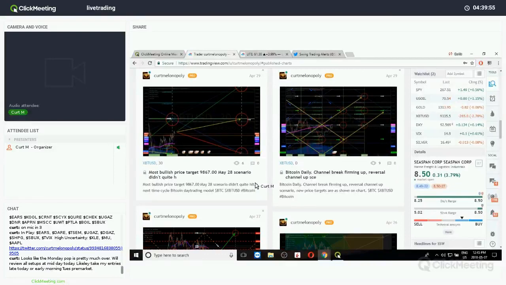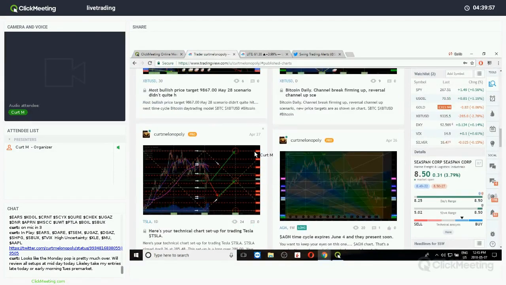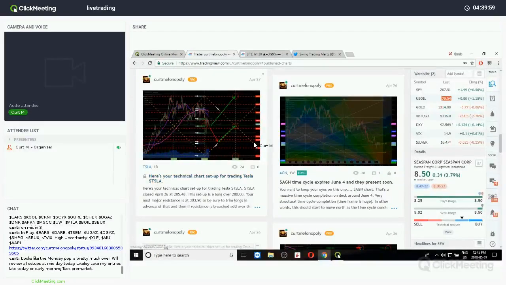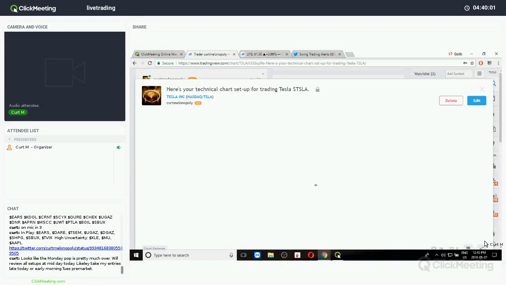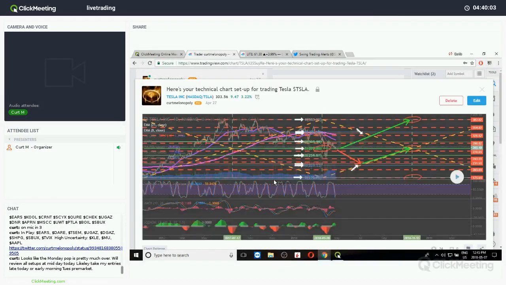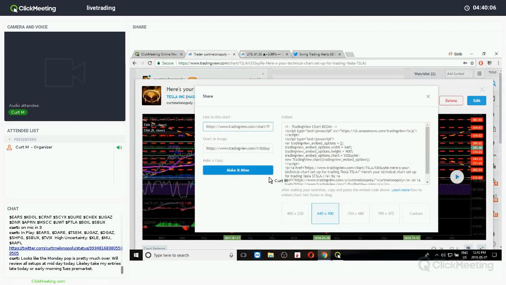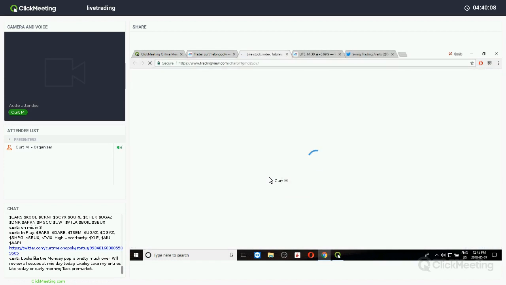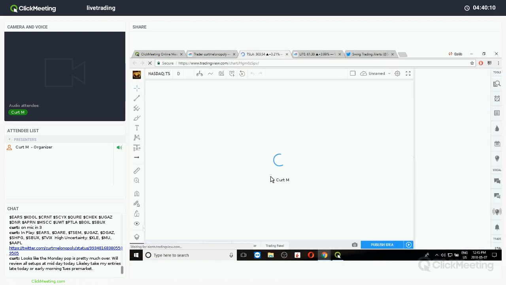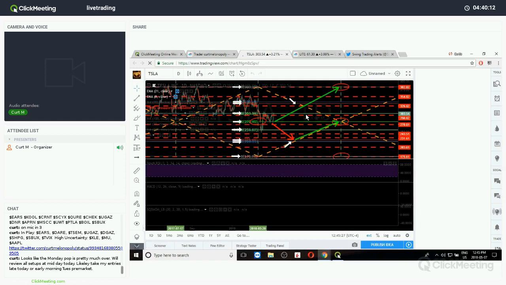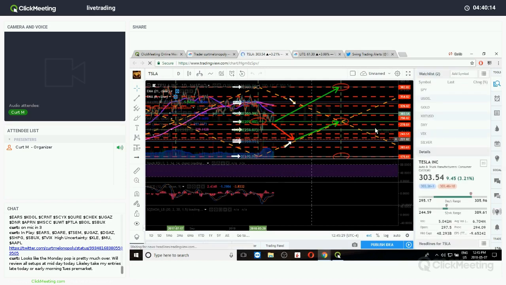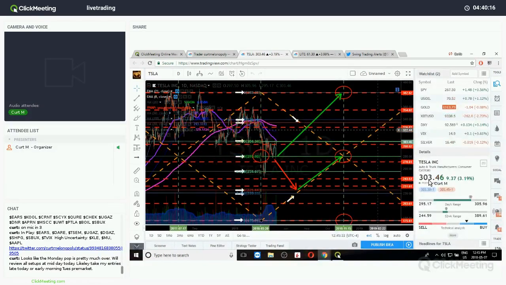Bitcoin, same kind of thing happened to Bitcoin. Tesla. Bitcoin hit our price target too, came off. Actually got up over the price target and came off. It was a little aggressive. So here's the Tesla structure. So trading 303.46.